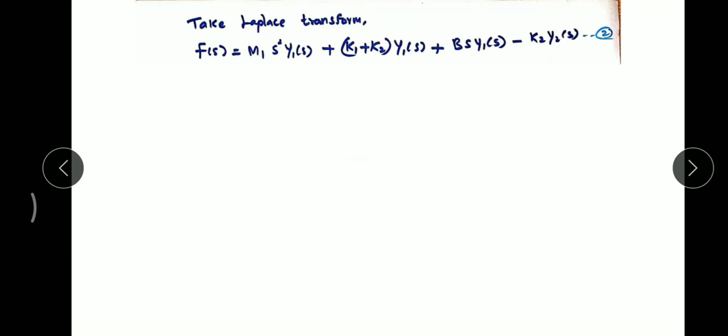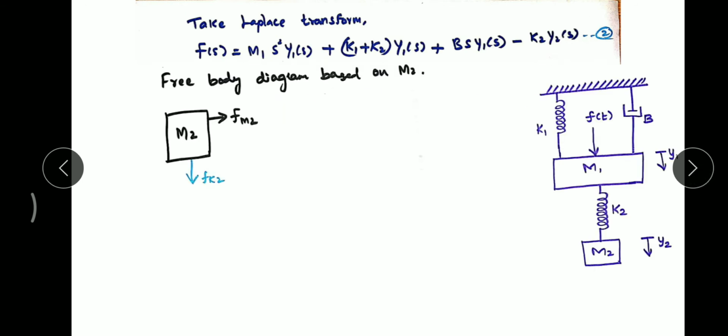So this is the equation after the Laplace transform is taken, and we are representing it as equation number 2. And then we are moving to the free body diagram based on mass 2. You can see that mass 2 is only connected with the spring, that is, the spring which is connecting both m1 and m2, and there is no applied force on that body.